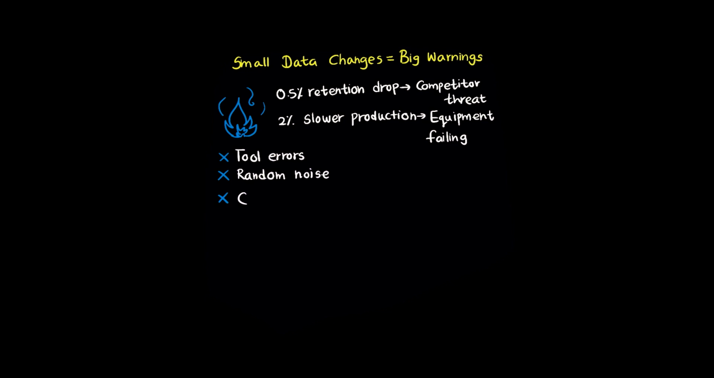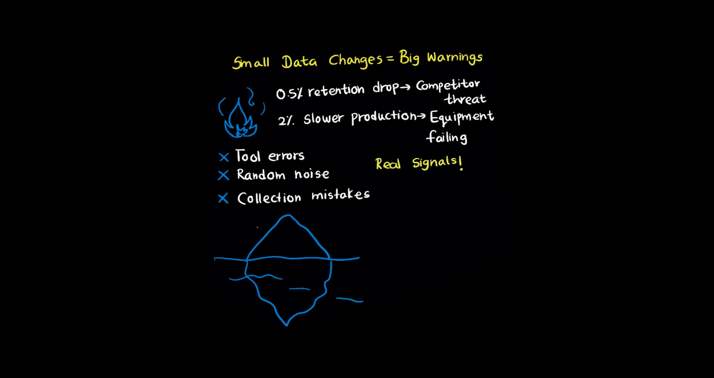They're not just random noise to ignore, they're not collection mistakes. Assuming so means missing real issues. These small variations often represent significant underlying problems that haven't fully surfaced yet. By systematically evaluating numerical changes, companies can identify and address problems before they become crises.